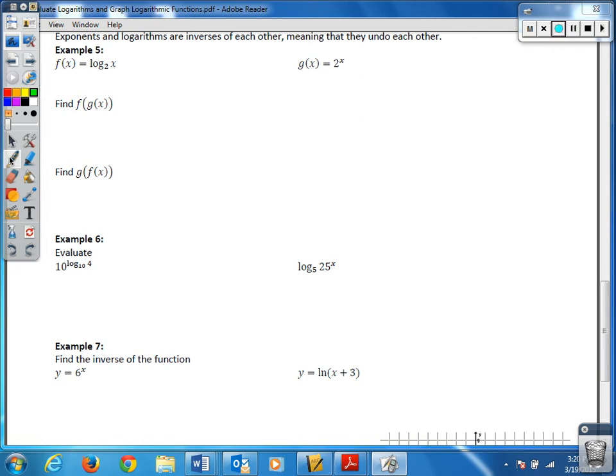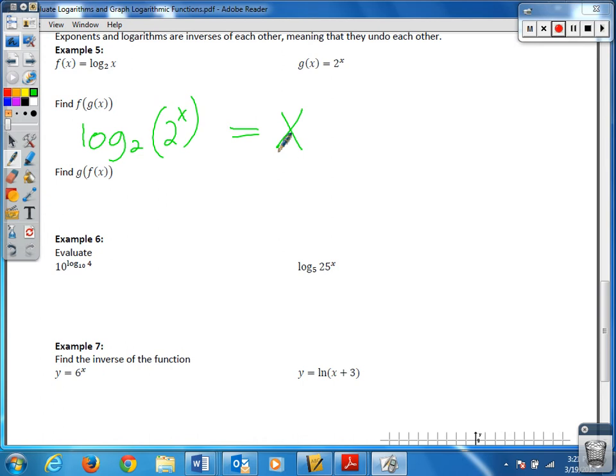And so if we plug one into the other, if we plug, say, g of x into f of x, then we'll get this. So f of x is the log base 2 of x, but again, I'm plugging in 2 to the x for x. So we have the log base 2 of 2 to the x. Well, since the log is base 2 and the exponent is base 2, those bases cancel each other out, and we're just left with x.